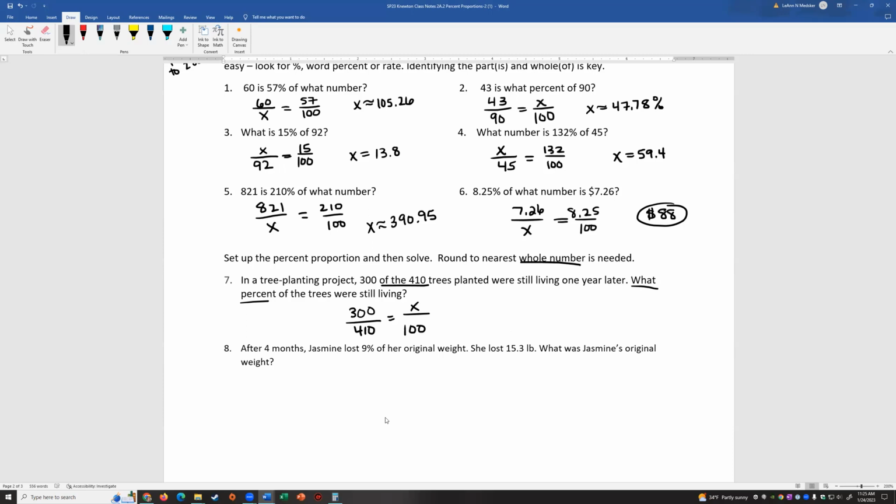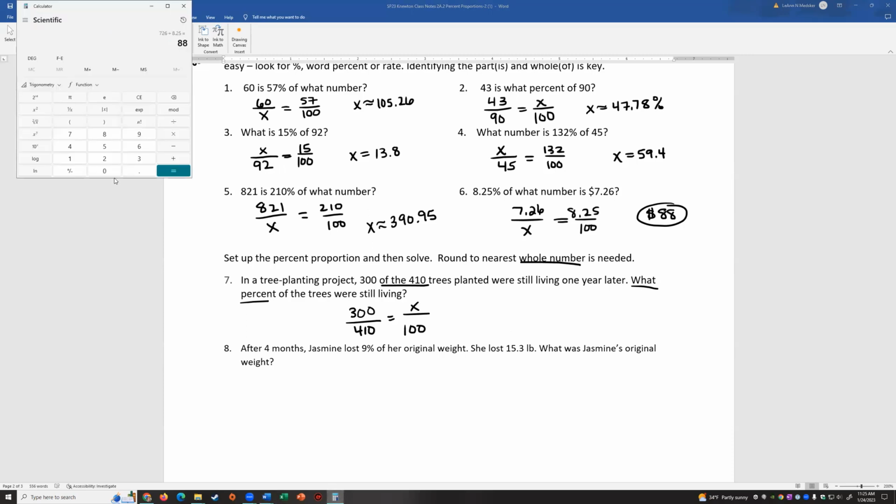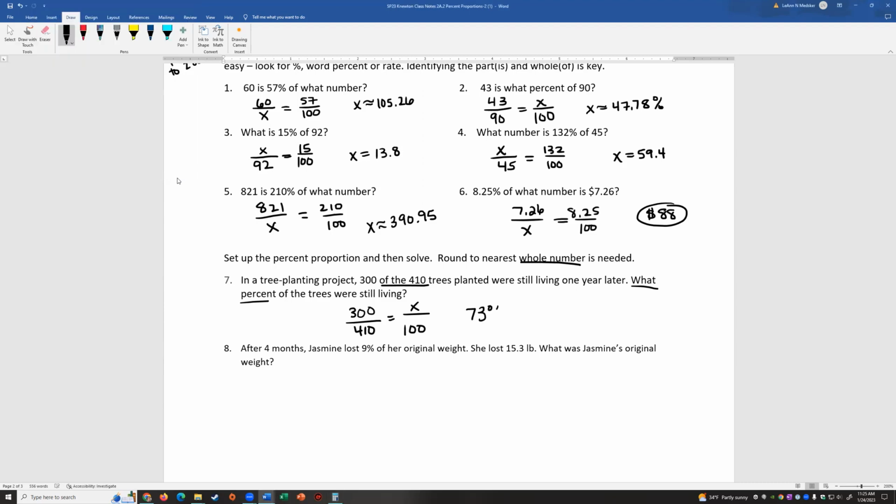So if we cross multiply on this one, that's 300 times 100 divided by 410, and we're supposed to round to the nearest whole percent. So this is 73% because it was 73.1 something. So 73% of those trees are alive. After 4 months, Jasmine lost 9% of her original weight. She lost 15.3 pounds. What was her original weight?